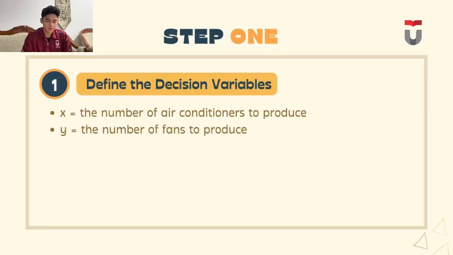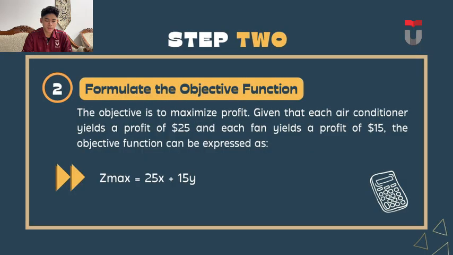Step 1. Defining the decision variables. Here, let X represent the number of air conditioners produced and Y represent the number of fans produced. Defining these variables is essential for the formulation of the equations for the problem. Moving on to step 2. Formulate the objective function. Our goal is to maximize profit.